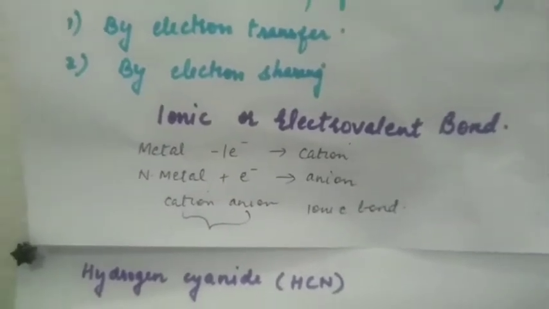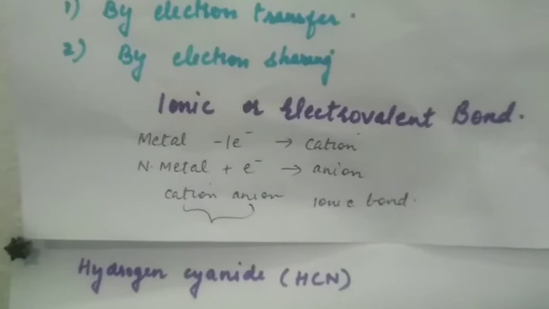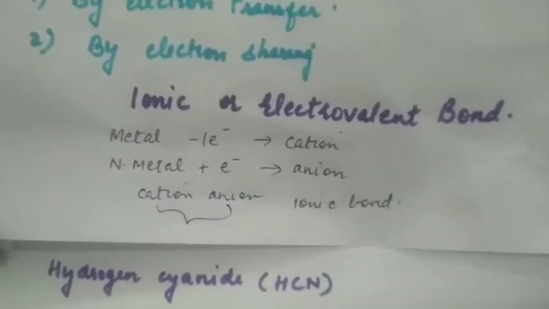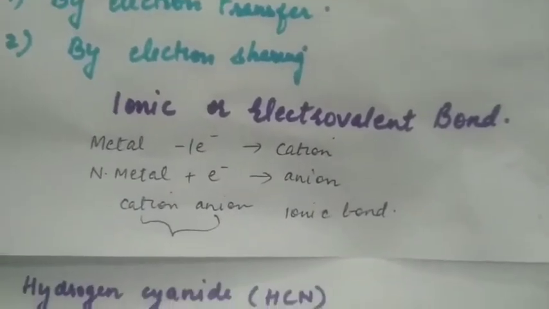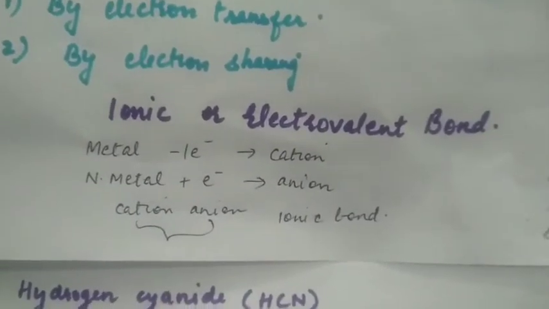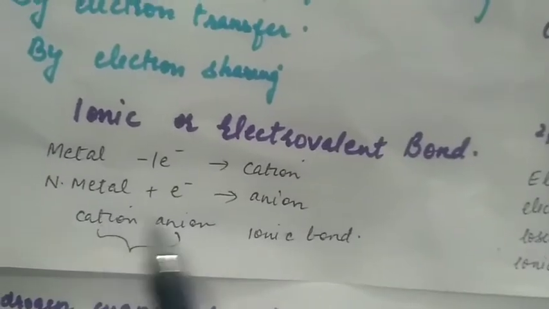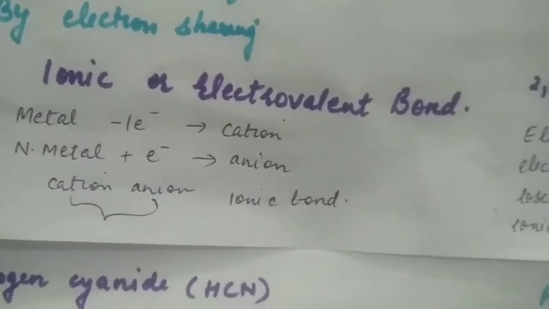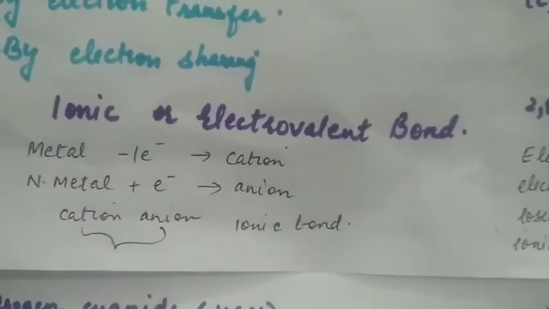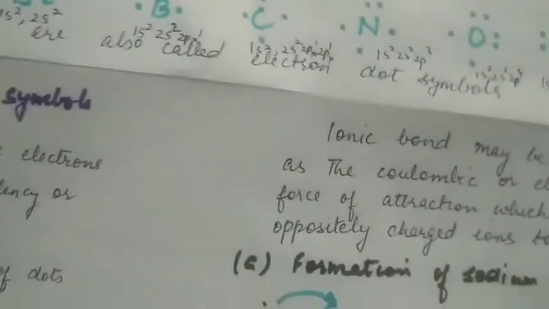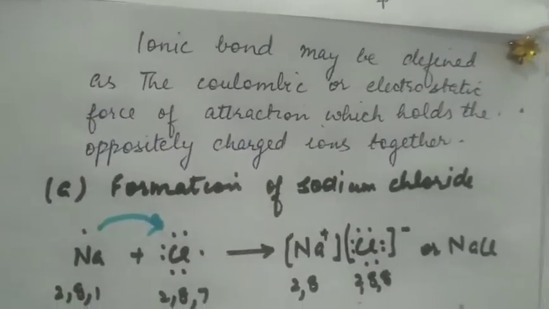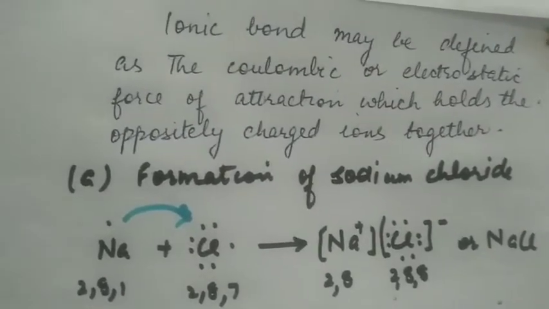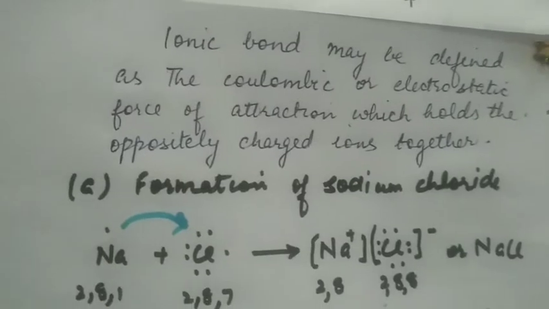For the formation of an ionic or electrovalent bond, a metal which has the tendency to lose electrons will lose electrons to form a cation. The non-metal atom will gain electrons to form an anion. These cations and anions are oppositely charged and attract each other and thus form a bond which is called ionic bond because it is between ions. So ionic bond may be defined as the Coulombic or electrostatic force of attraction which holds the oppositely charged ions together.